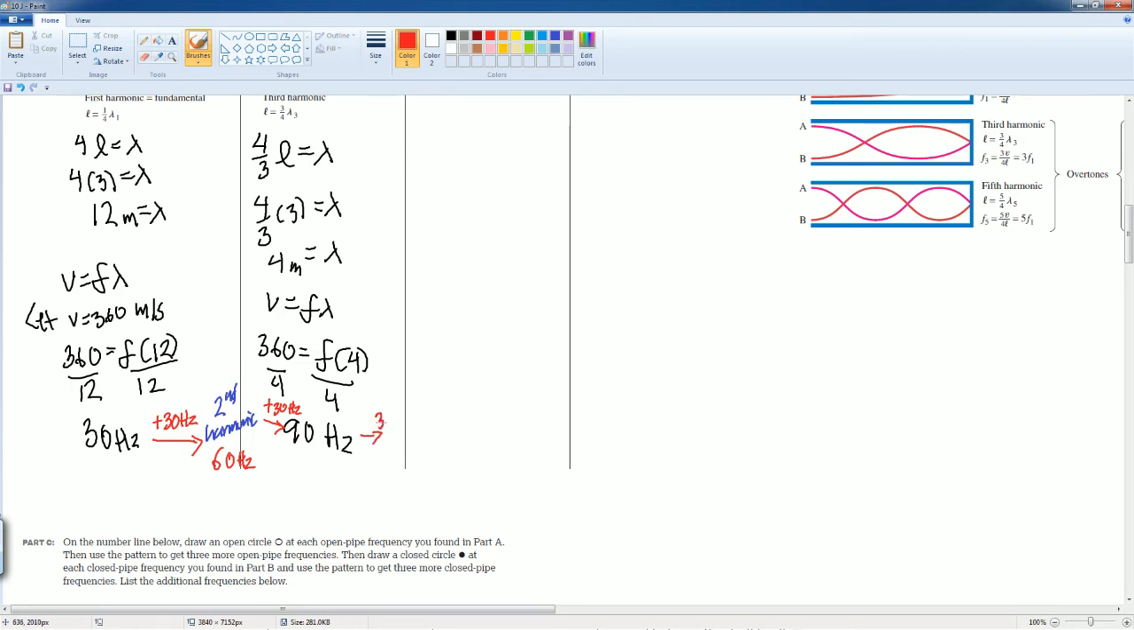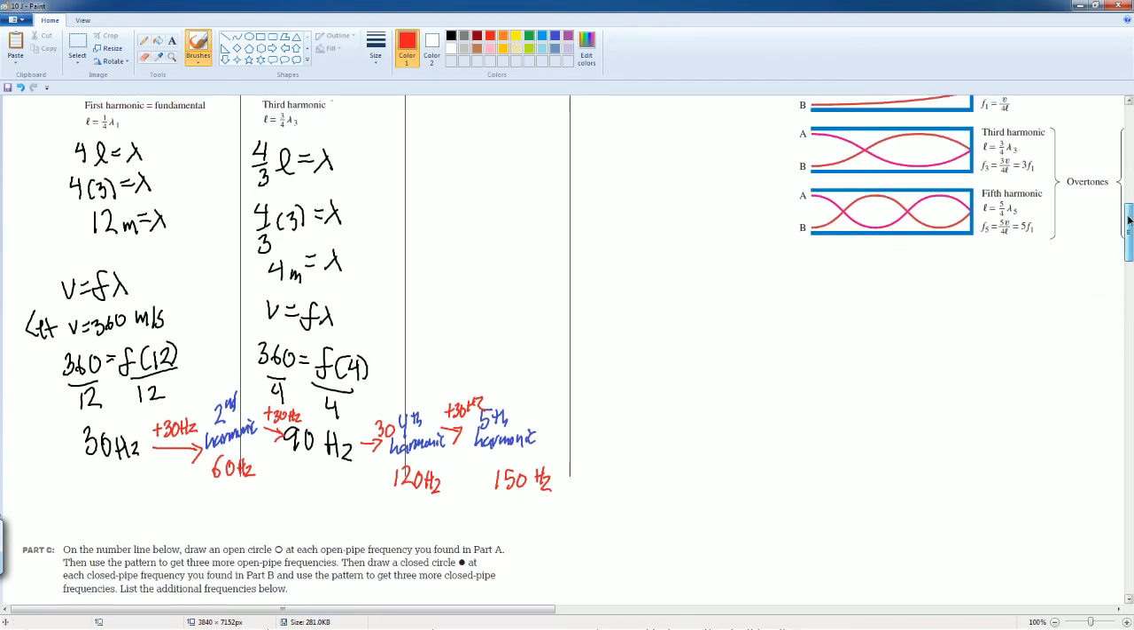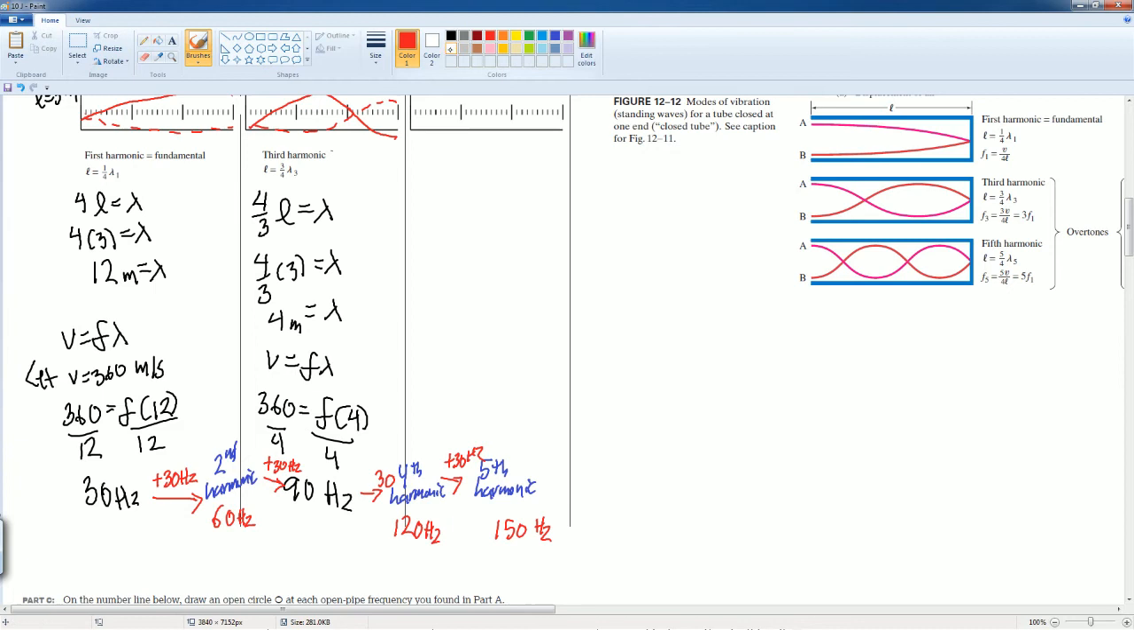So we're going to add 30 to the fourth harmonic here, and this is going to get you 120 hertz. Then to go to the fifth harmonic, you're adding another 30 hertz. So getting you 150 hertz, right? You're going to see how this answer came to be when we actually do the problem. So let's do the problem.